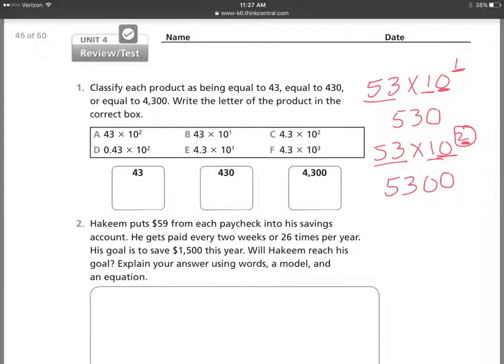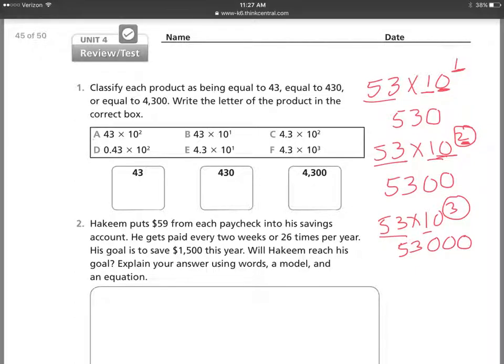And the final one would be 53 times 10 to the third power, which would be 53 again by multiplying the whole numbers and adding 3 zeros for one of two reasons. Either you're looking at the exponent to tell you how many zeros to add, or you know that 10 to the third power is 10 times 10 times 10, which is 1,000 and has 3 zeros.